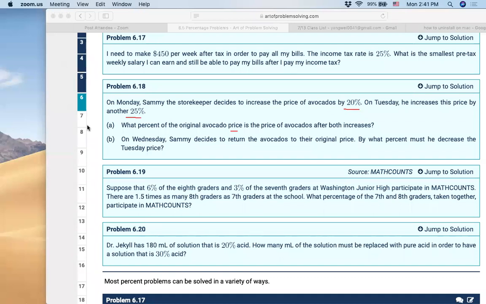On Monday, the price increased 20%. On Tuesday, they raise the price after Monday by another 25%. Then they ask you what percent of the original avocado's price is the price of the avocado after both increases?